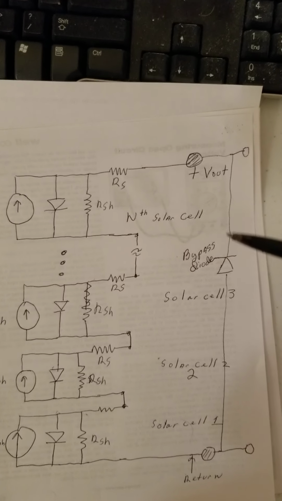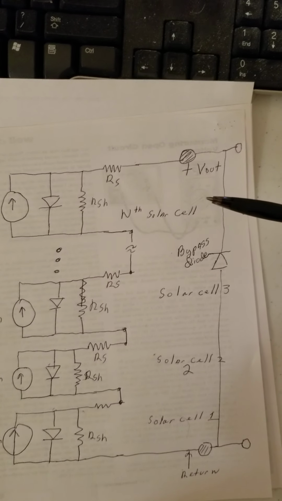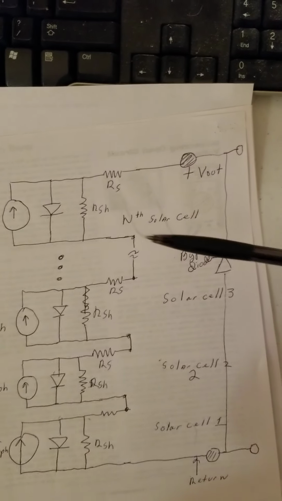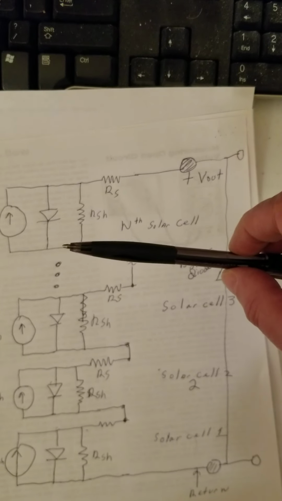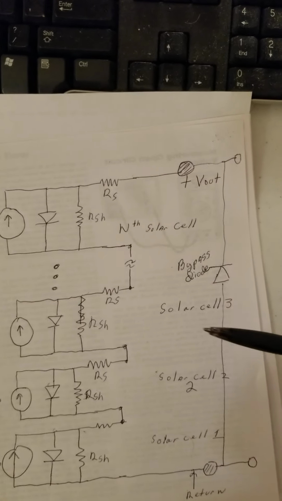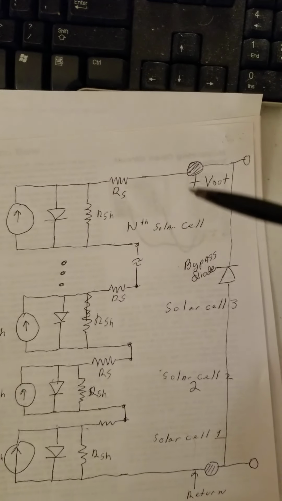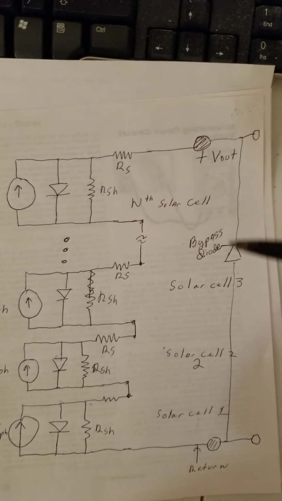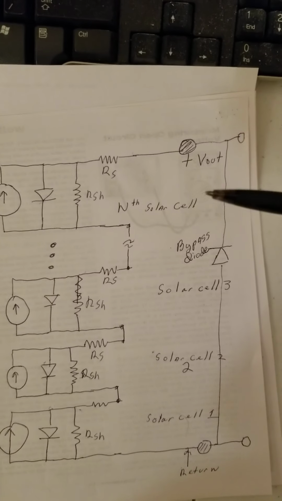Now, this diode is not used to represent energy production of the solar panel. It's a protective measure to prevent the solar diodes from being reverse biased and burning up. If any particular cell fails here and you have more than one panel, this bypass diode will take energy from a lower panel and pass it on to the next panel, thus giving you some output.